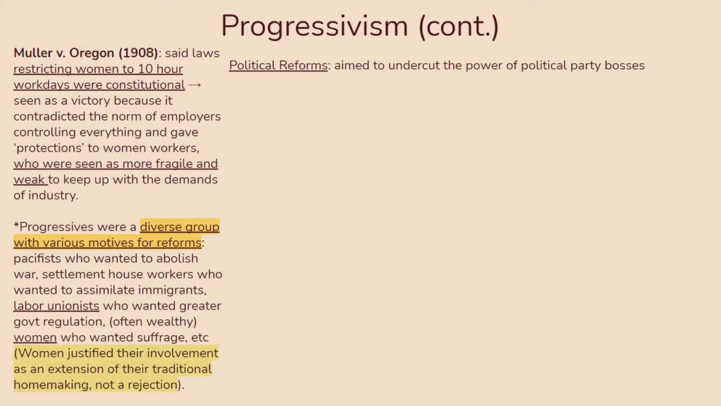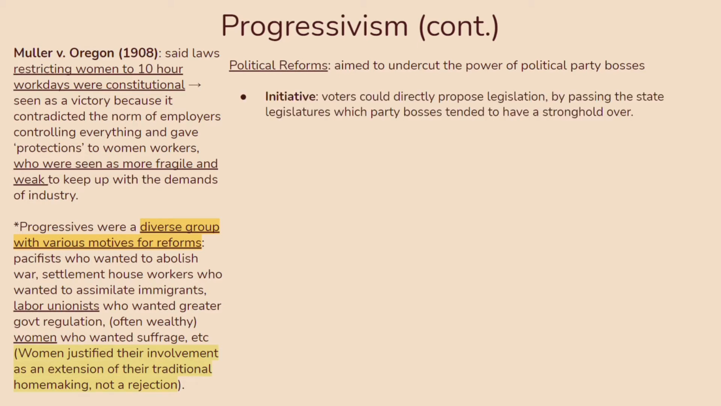So this category is political reforms, and it's really aiming to undercut the power of political party bosses. So for example, you have the initiative, where voters could directly propose legislation, so they could completely bypass the state legislatures. And these were state legislatures which party bosses tended to have a stronghold over. So by letting voters directly propose legislation, they have a lot more power.